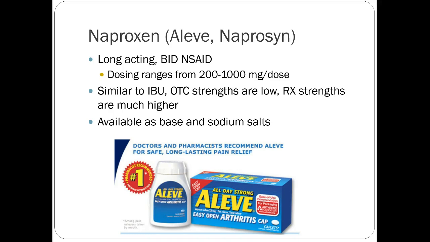But Aleve brand is naproxen sodium, and so you see Aleve dosed as like 220 milligrams a tablet, whereas the naproxen is dosed in more standard increments, like 250, 500. It's just the salt formulation ionizes differently, so it's a slightly more potent version. Nothing to write home about. They're very similar, but it's not quite a one-to-one dose to dose. If you ever work somewhere where, oh, we don't stock the regular Aleve, but we stock the naproxen style, same thing. Similar to ibuprofen as far as efficacy goes and risks, OTC strengths are lower. There are RX strengths that exist that are much higher dose. And again, available as the base and sodium salts.